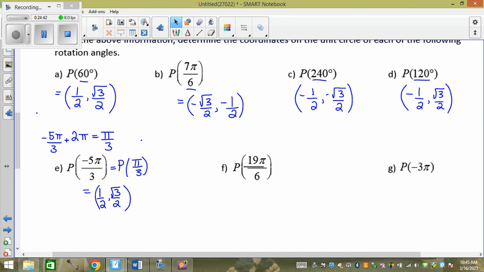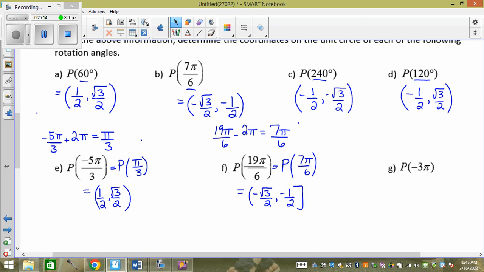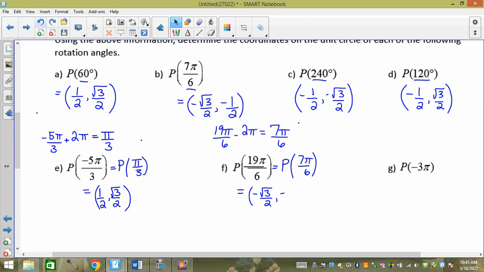Now this one's too big, so I do 19 pi over 6. Subtract 2 pi, which gets me 7 pi over 6. And it is on the unit circle. Crowd goes wild. Just kidding. 7 pi over 6. And what is the coordinate at 7 pi over 6? Negative root 3 over 2 and negative 1 half. Boom. Oh, why did I just put a square bracket? I'm so used to doing domain and range.